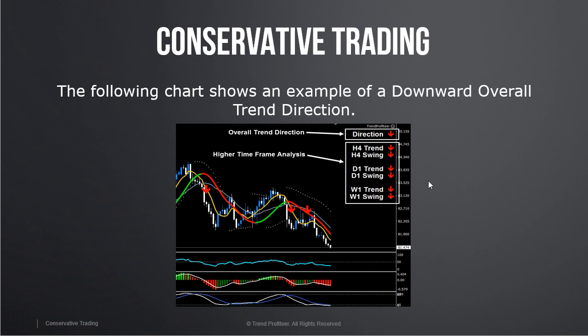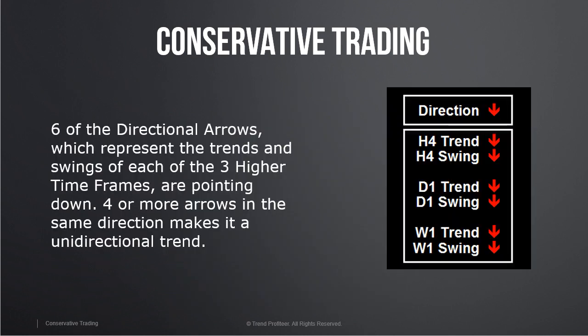In this case, it's a sell only because 6 out of 6 of the high time frame directional arrows are pointing down. Now we only need four or more to get a unidirectional OTD. So if four of these arrows were pointing down, we would get the overall trend direction pointing down. So 6 of the directional arrows in this example, which represent the trends and swings of each of the 3 higher time frames, are pointing down. 4 or more arrows in the same direction makes it a unidirectional trend.